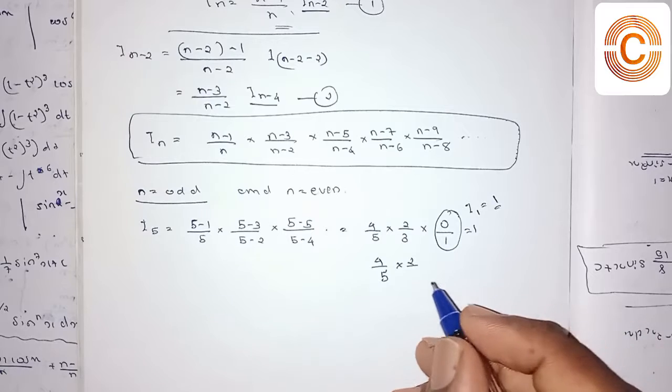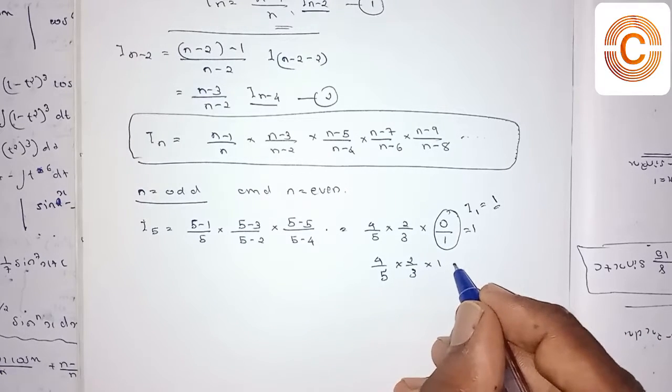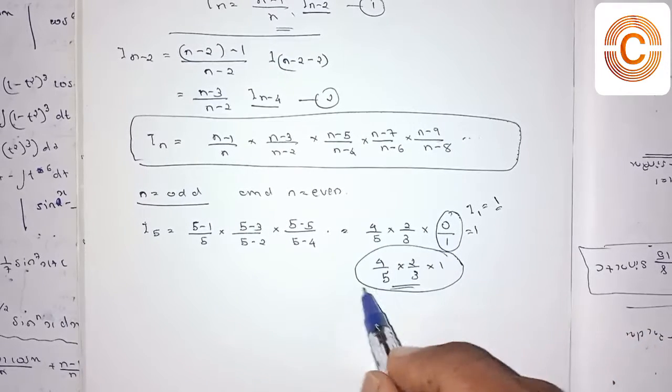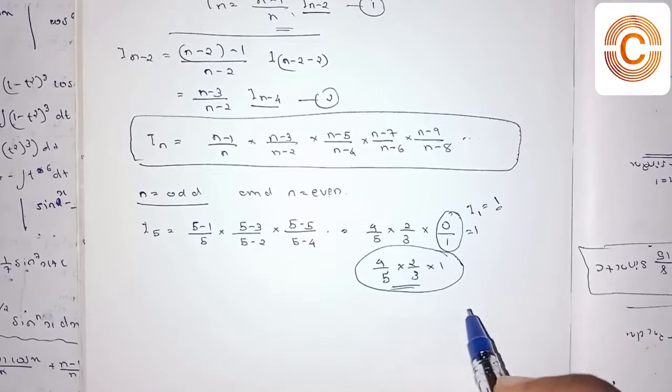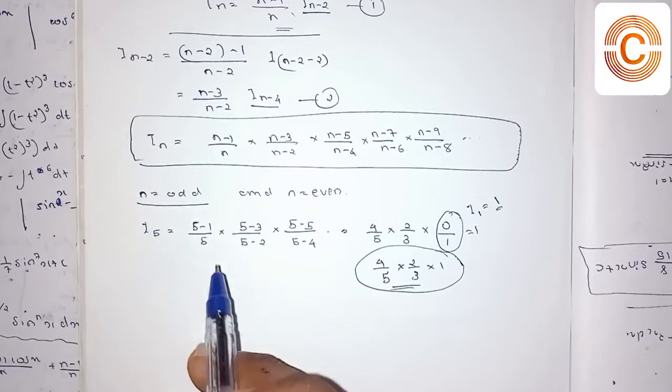So the final answer will be 4 divided by 5, into 2 divided by 3, into 1 here. Then, by solving this formula, we can get the proper solution here. So finally we can define a proper solution for n equal to all odd numbers.